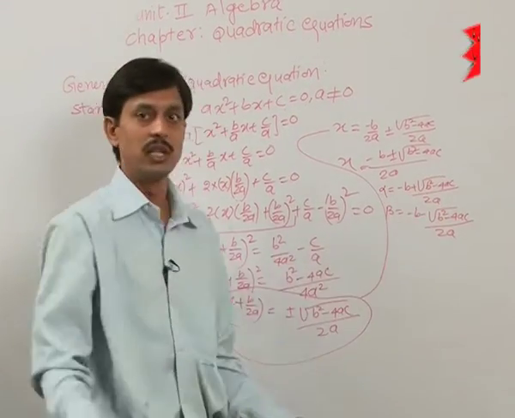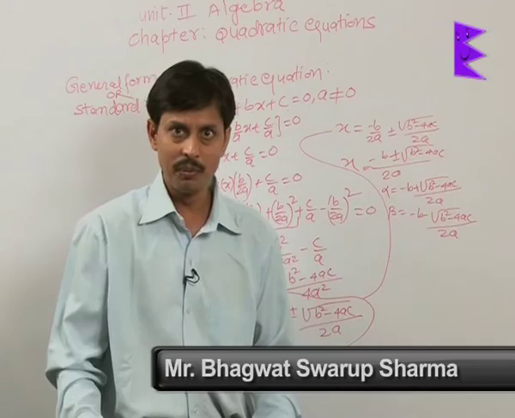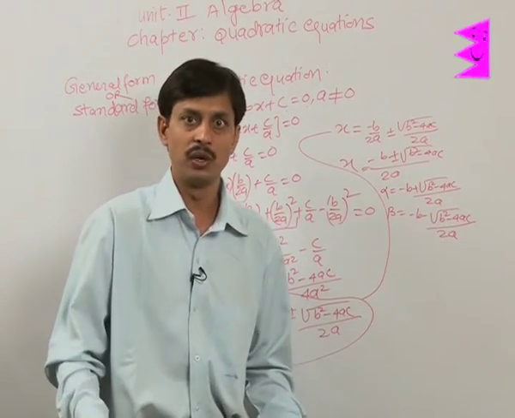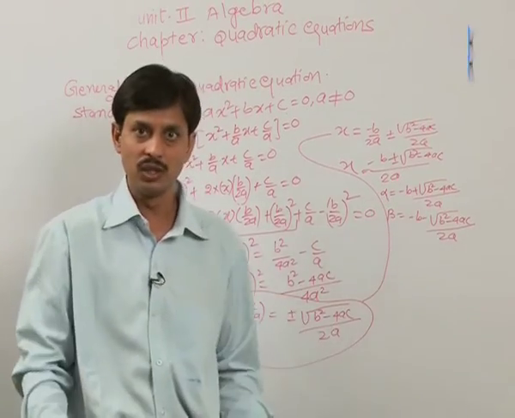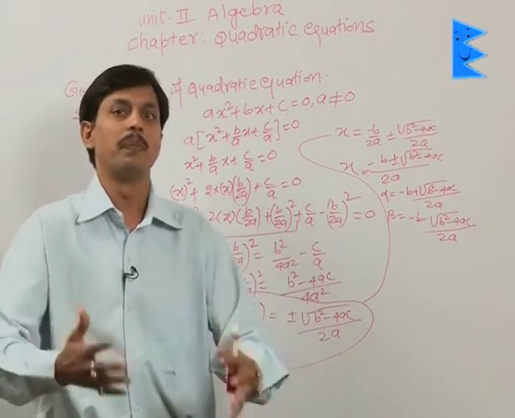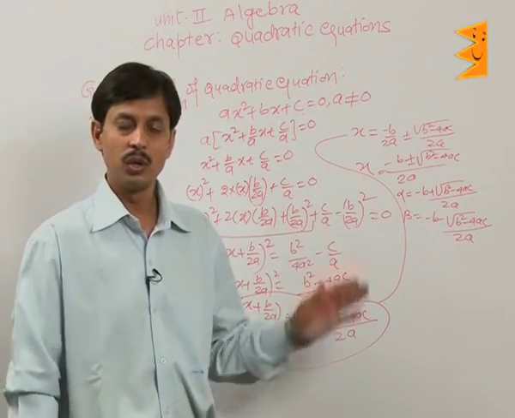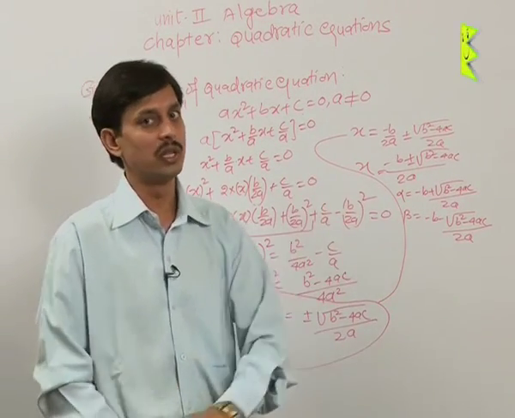If the discriminant is less than 0, meaning a negative number, we cannot find the square root of any negative number, so it has no real root. And if the discriminant is greater than 0, then it has two separate real roots. Now we will take some examples to explain this using the formula.